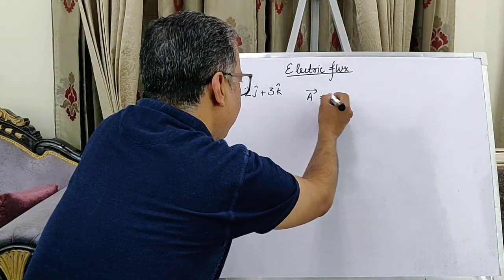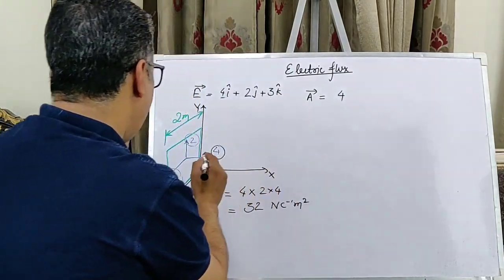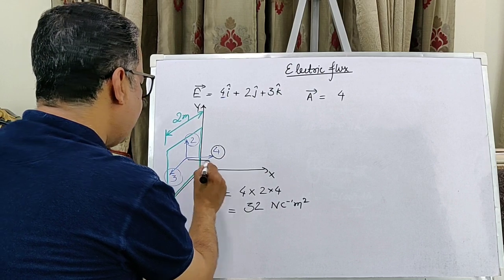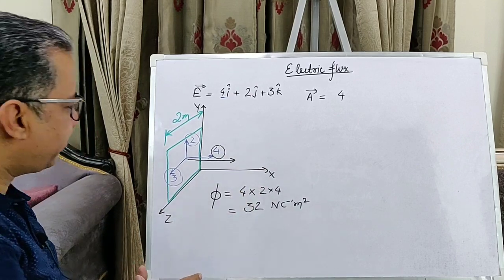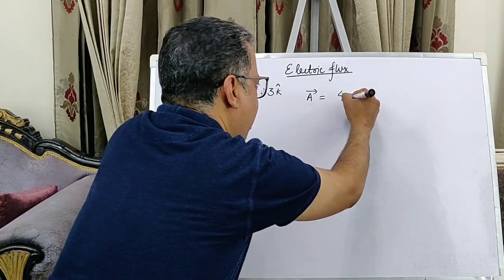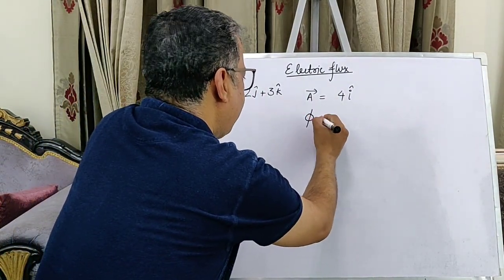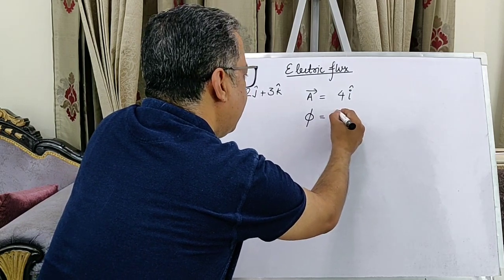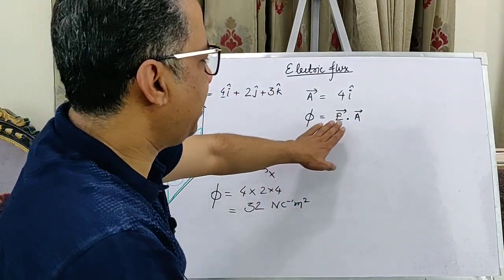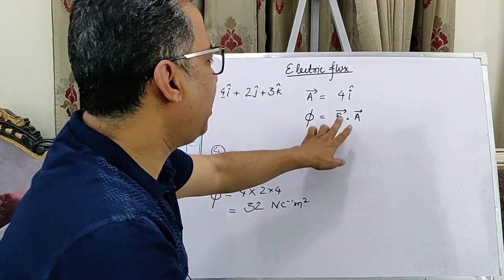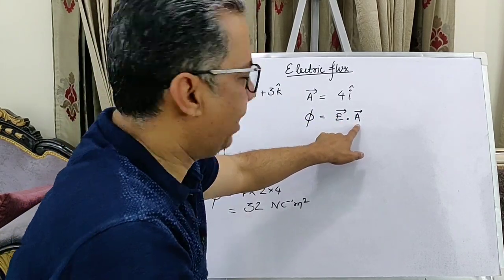This area vector would be equal to the magnitude of the area, that is 2 times 2, 4, and it would have a direction parallel to the positive x axis. So this would be 4 I cap. That's the area vector, and so flux can now be calculated as E dot A. Normally we define flux as E dot dA, but here we can have E dot A because E is constant and the area is a plane area.